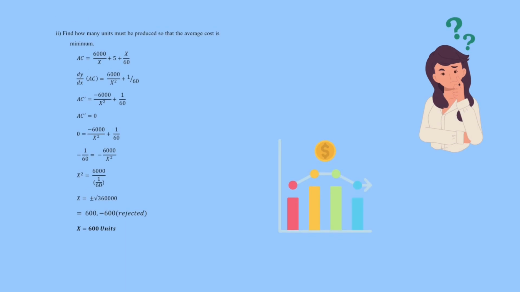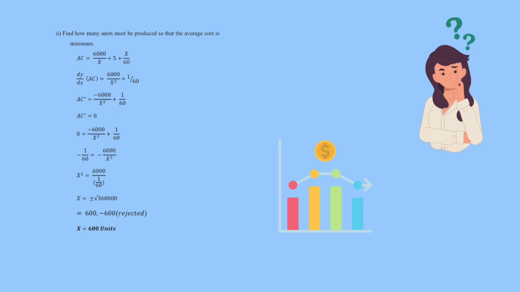Question B, Roman 2. Find how many units must be produced so that the average cost is minimum. AC equals 6,000 over x plus 5 plus x over 60. This equation represents the average cost as a function of the variable x. It is expressed as the sum of three terms: 6,000 over x, 5, and x over 60.